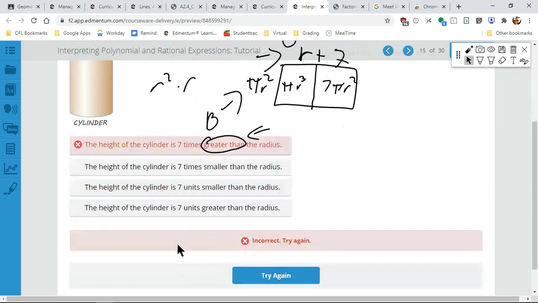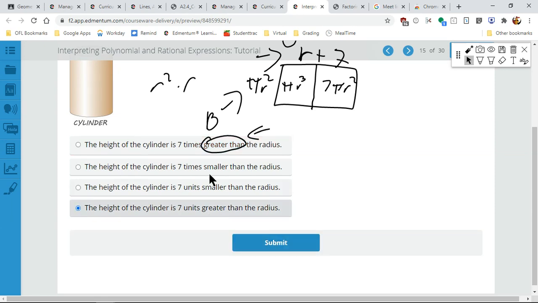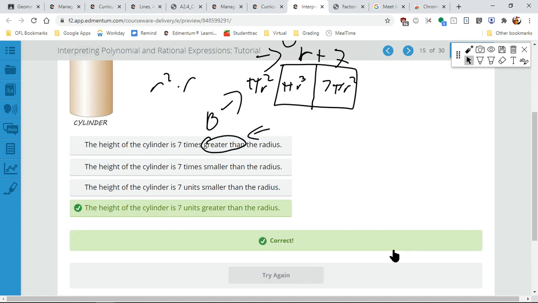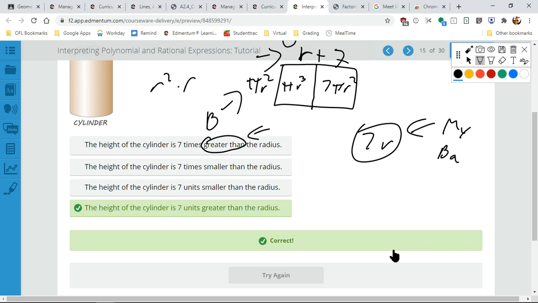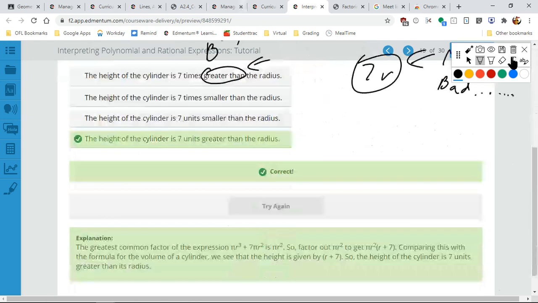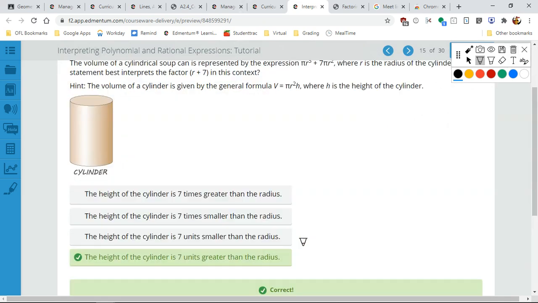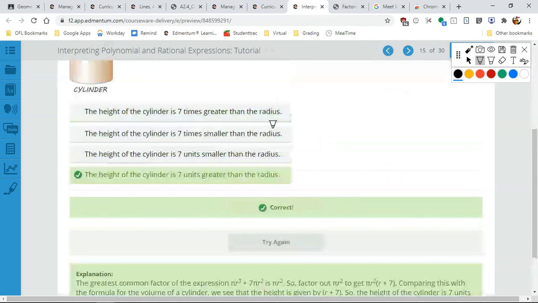Wait, what? How did I do this wrong? That can't be wrong. 7 units greater than the radius. The height of the cylinder is... Oh, 7 units. My bad, guys. Not 7 times greater. 7 times greater is 7 times r. That was me not reading words, so I apologize for that. We're only human, right? I'm not perfect. I didn't read it. Sorry.